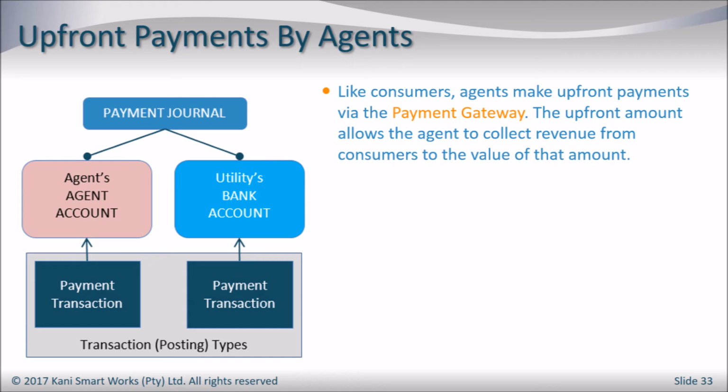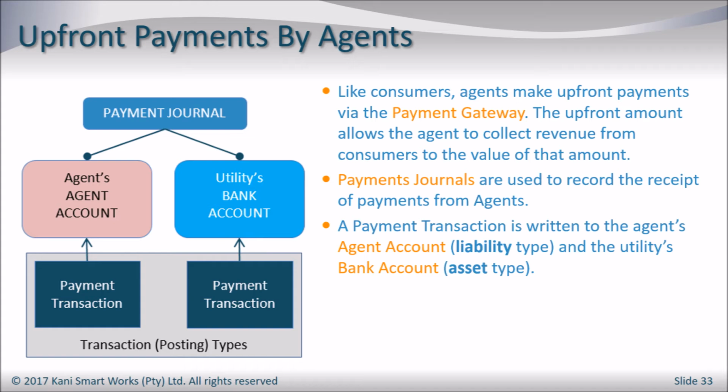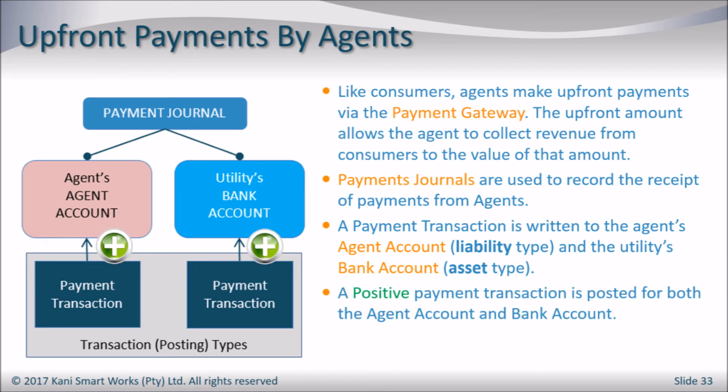Upfront payments by agents. Like consumers, agents make upfront payments via the payment gateway. The upfront amount allows the agent to collect revenue from consumers to the value of that amount. Payment journals are used to record the receipt of payments from agents, just like with consumers. A payment transaction is written to the agent's agent account, which is liability type, and the utility's bank account, of type asset. A positive payment transaction is posted for both the agent account and the bank account. Payment journals are shown in agent statements.